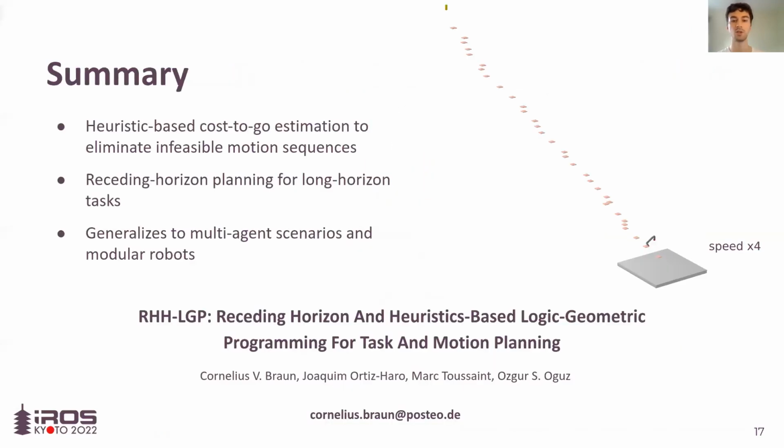Overall, by leveraging geometry-based heuristics and receding horizon planning, we are able to solve more complex long horizon tasks than previous planners. We demonstrate that this approach generalizes well to a set of different scenarios, including multiple agents and modular robots.